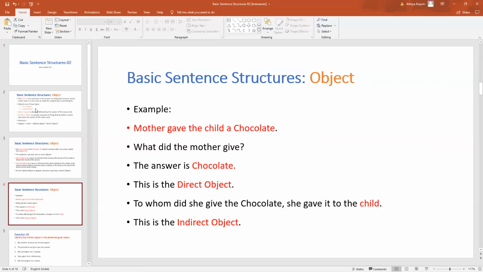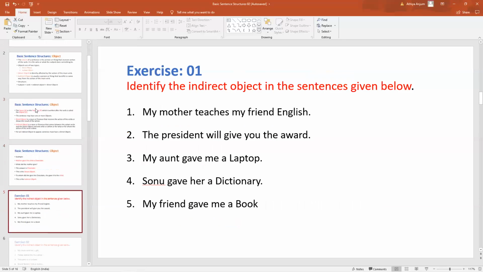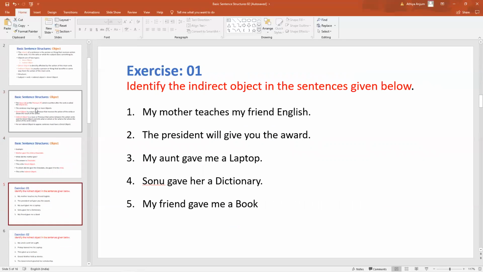And the indirect object, to whom? When you ask the question, to whom did she give the chocolate? She gave it to the child. This becomes your indirect object. Okay. So now you have to learn to identify the indirect objects in the given sentences.